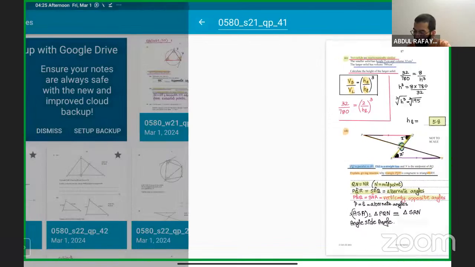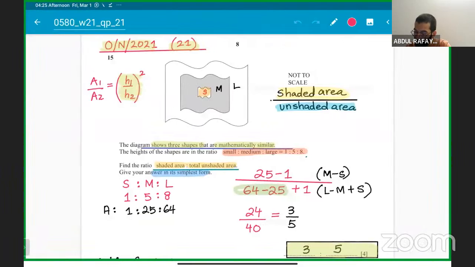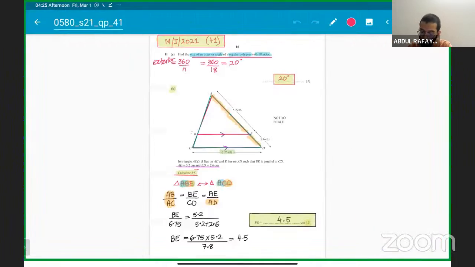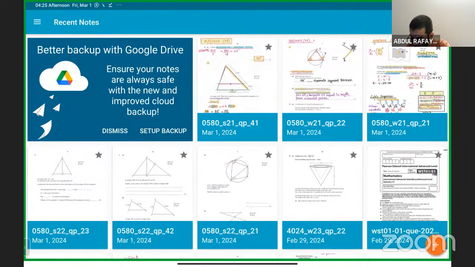Okay, so let's move forward. This was May, June. Sorry, this was not this one. This one was May, June 2021, paper 4, variant 1. Okay, everyone getting it, guys? Clear? Following? Any questions?